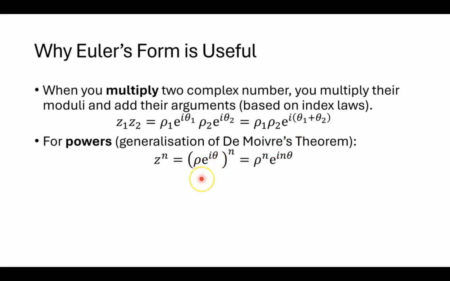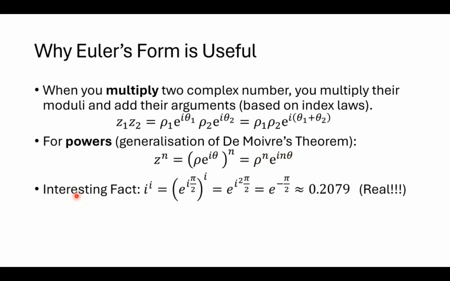And for powers, this is a generalization of De Moivre's theorem. If you have a complex number to the power of n, the same, you express it in Euler's form, and there's a power, you just distribute it in, because you have index laws. And in the end, you have rho to the power of n times e to the power of i n theta.